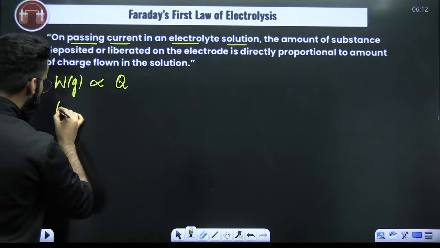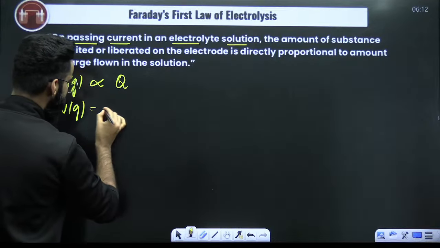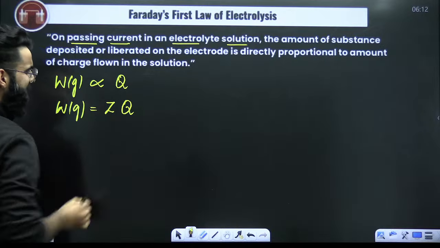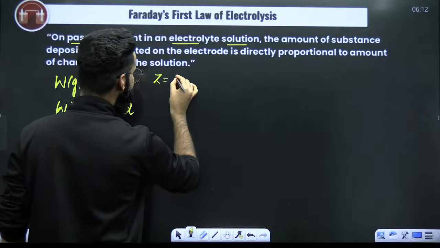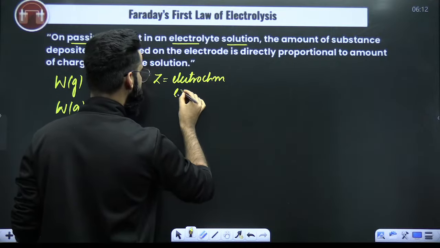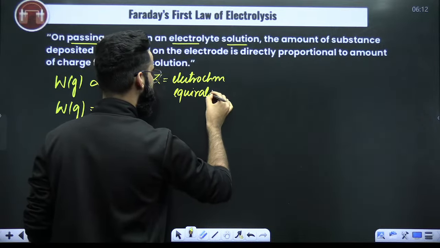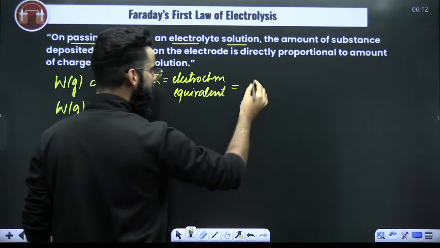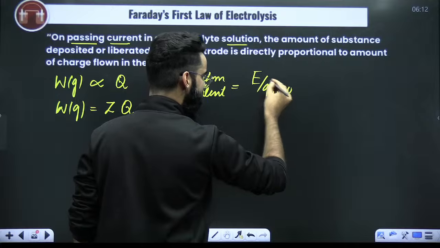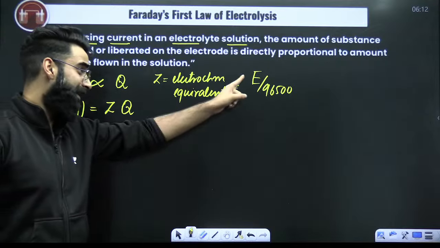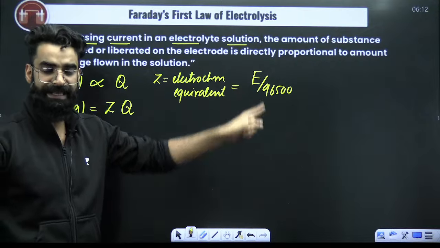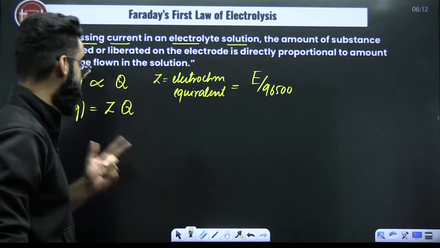Now, my dear students, if you remove the proportionality sign here, you'll get a constant, which I represent with Z. So it's Z multiplied by Q. What is this Z exactly? This Z is called the electrochemical equivalent, and it is equal to E divided by 96500. What is this E? E is the equivalent weight of the same substance which is being deposited or liberated.